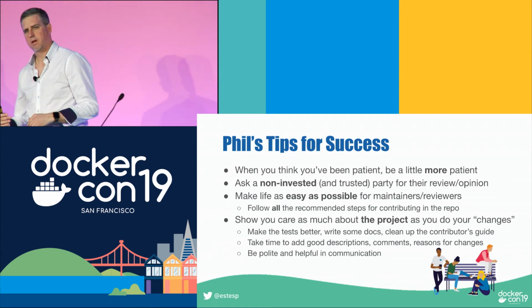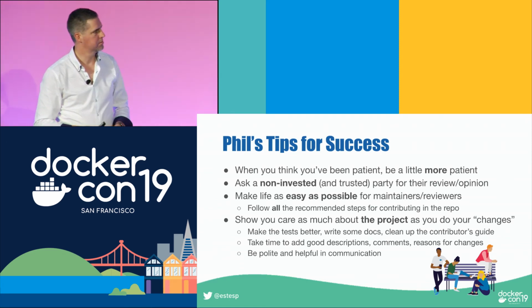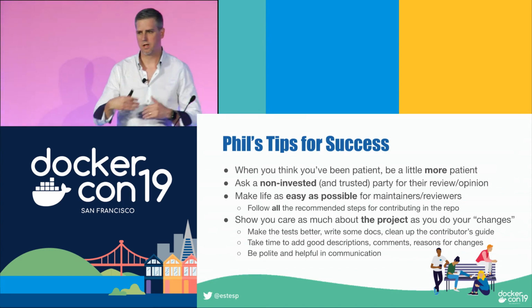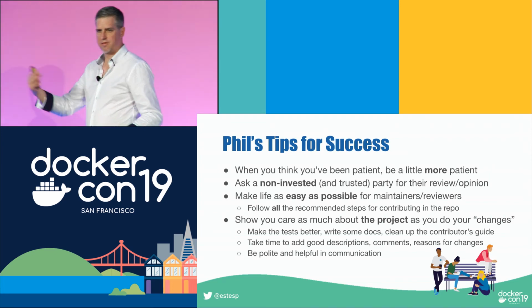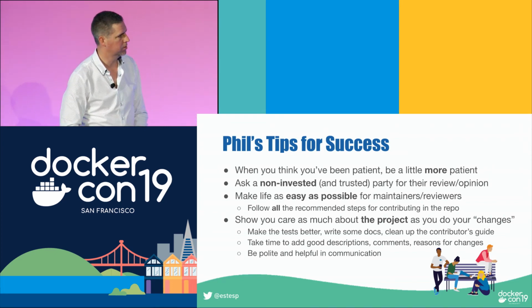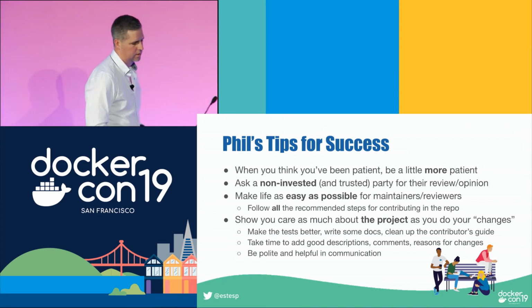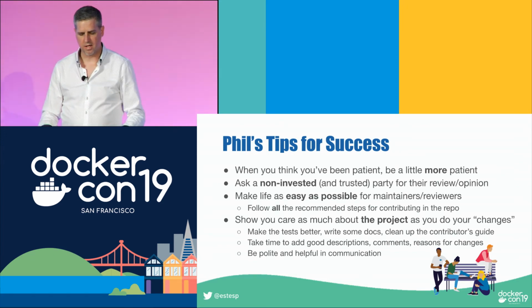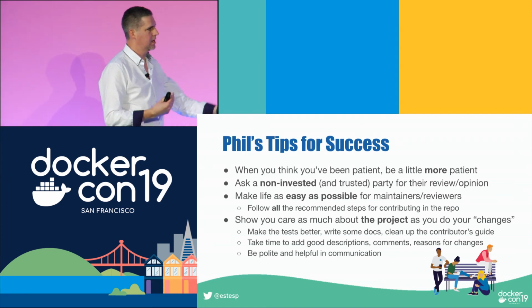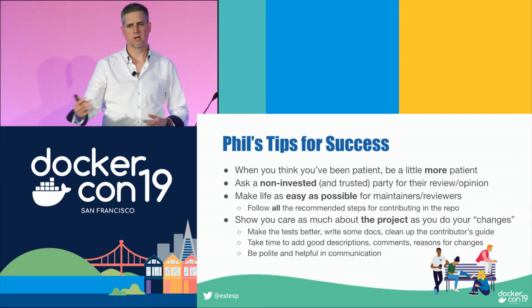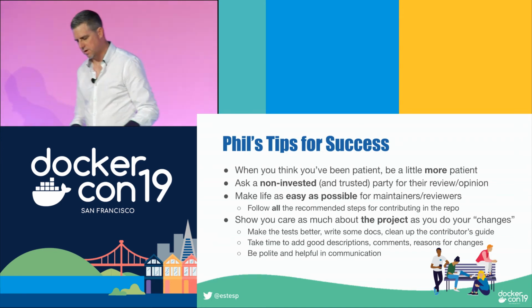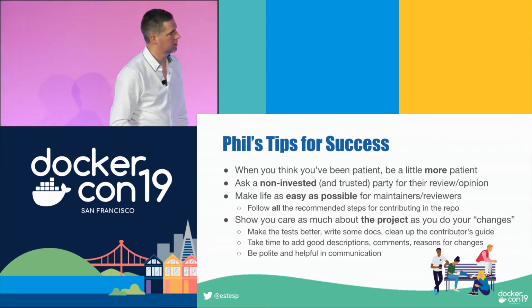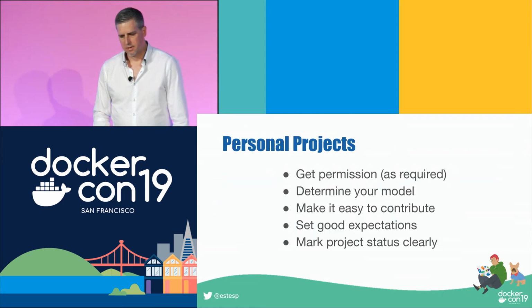And really, I think this is where IBM's approach has been valuable, is we try and come into a project and not just work on the thing that's important to us, but fix bugs that are helpful to everyone. Make the tests better. Clean up the contributors guide if you find something that is out of date. Take time to add those good descriptions that help a maintainer understand why you're trying to make the change. And then again, just being polite and helpful in communication with other members of the community.